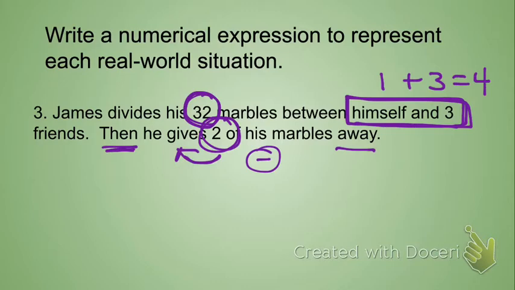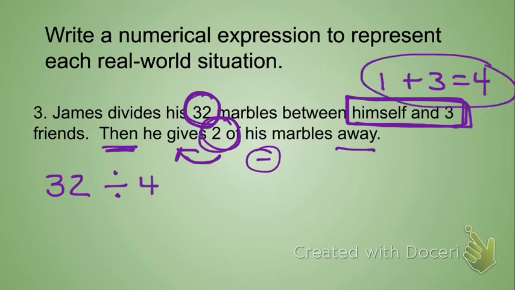So, James, he started with 32 marbles. That's where we're starting, right? And what did he do with those 32 marbles? He divided them between himself and 3 of his friends, right? So a total of 4. So he took those 32 marbles and he divided it by 4. Why 4? Well, because he divided among himself and his 3 friends. Then what did he do? Then he gave 2 of his marbles away.